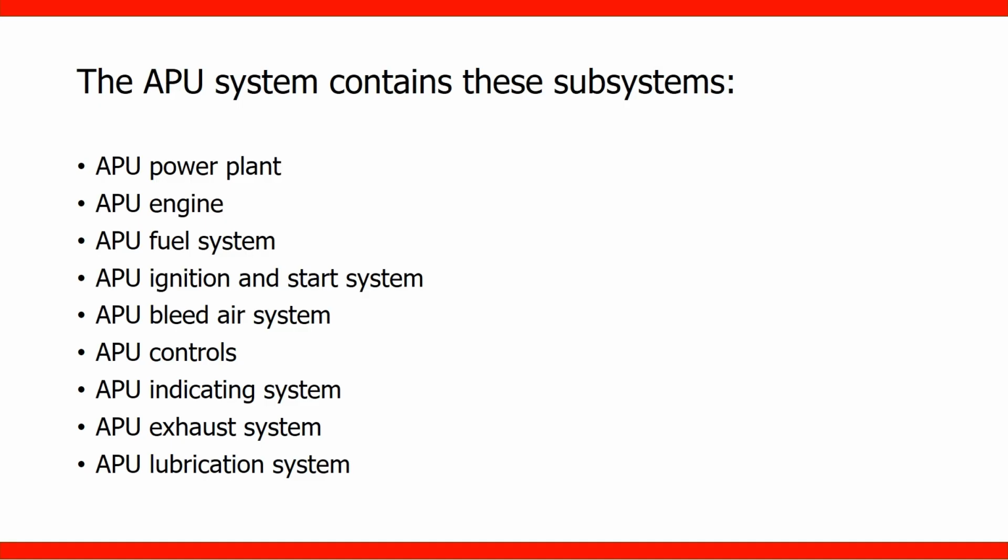The APU system contains these subsystems: APU power plant, engine, fuel system, ignition and start system, bleed air system, APU controls, indicating system, exhaust system, lubrication system.